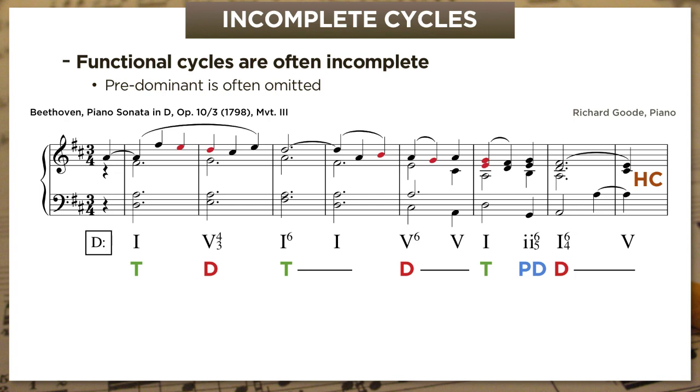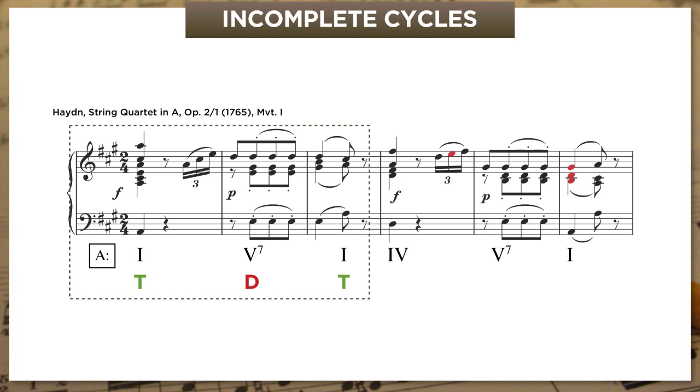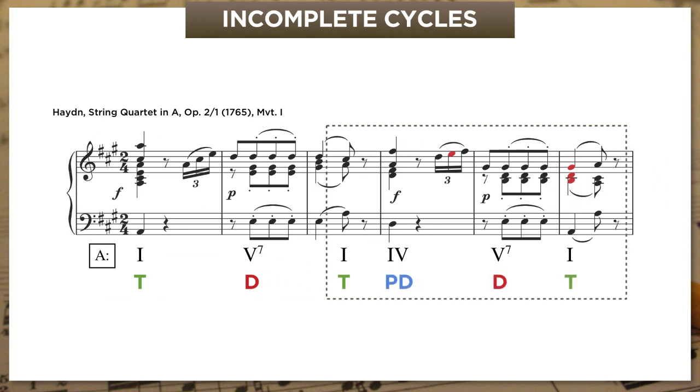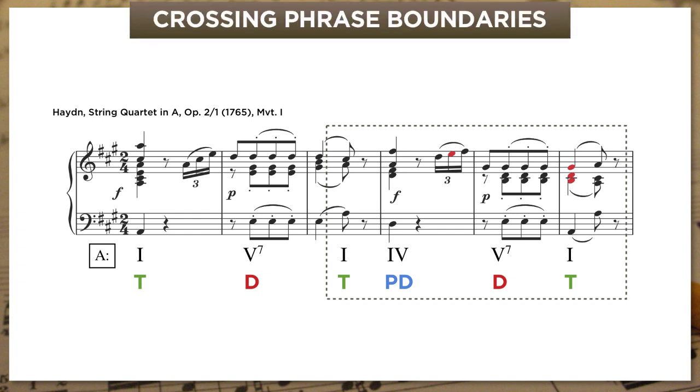So our next example is like the last few in that an incomplete functional cycle overlaps with a complete one. But there's something new here. This is the first time we'll hear a functional cycle cross the boundary between phrases.